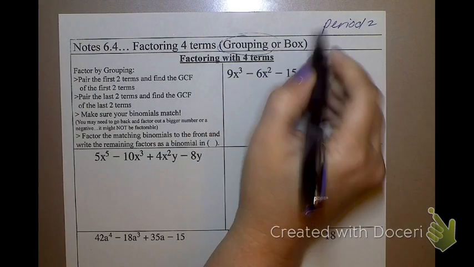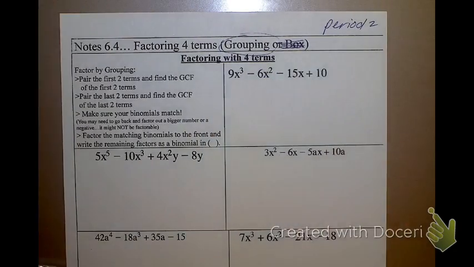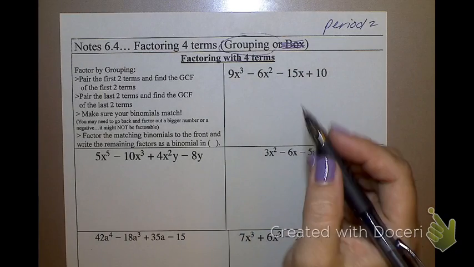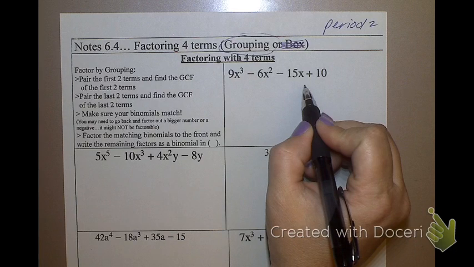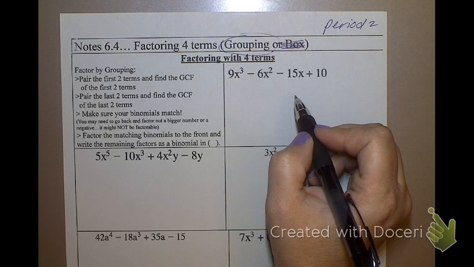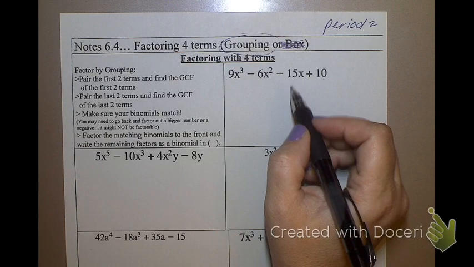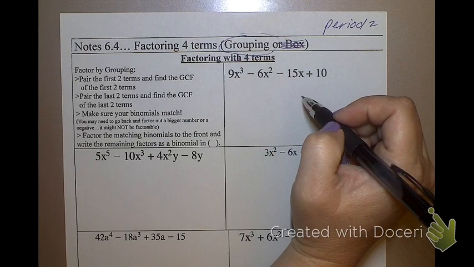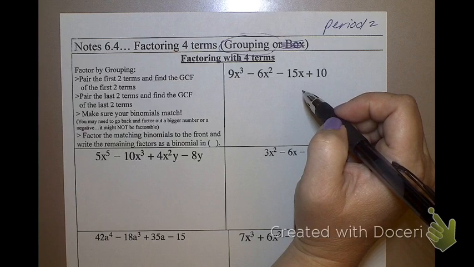It says grouping or box. I'm not going to go into the box. I'm just going to stick with grouping because I think it's easy as it is. So I have my 4 terms. What do we call something with 4 terms again? Quadrinomial. And here's how I do grouping. It's really difficult. You ready?